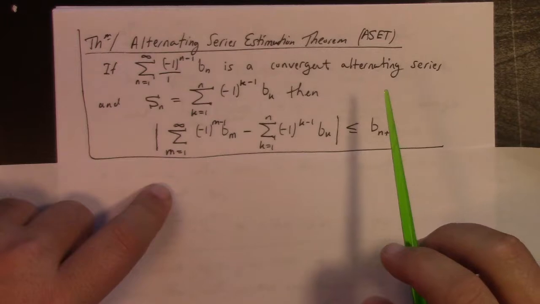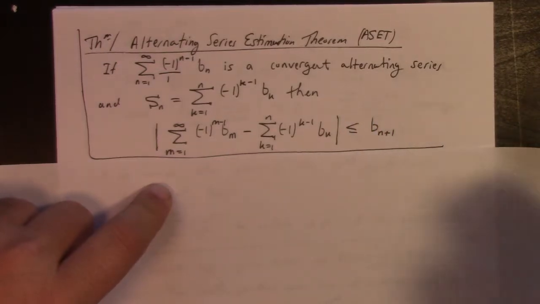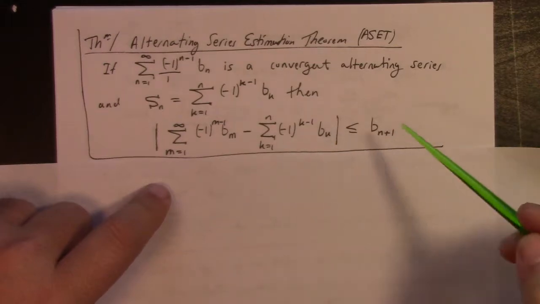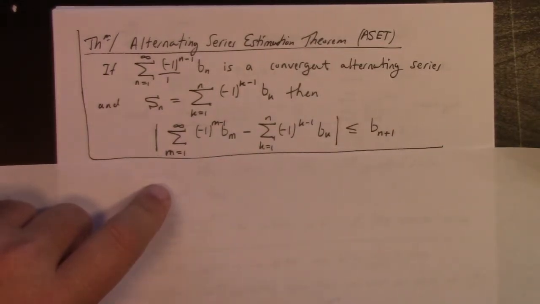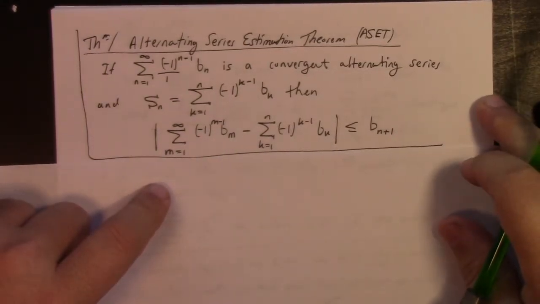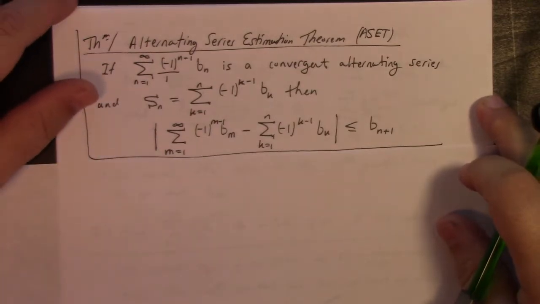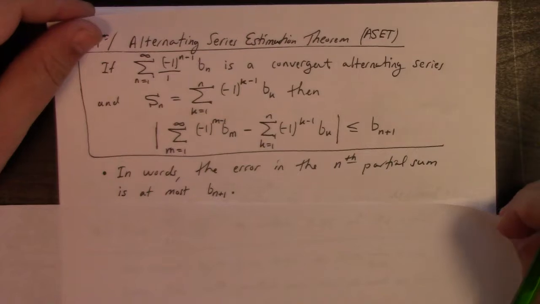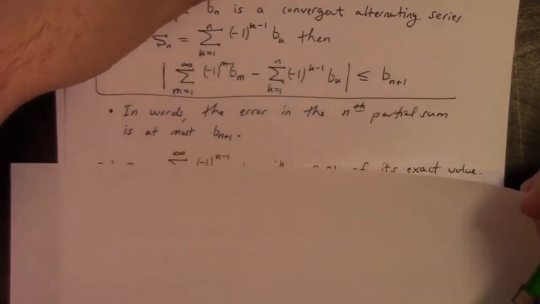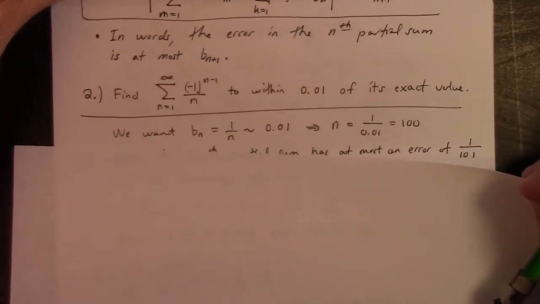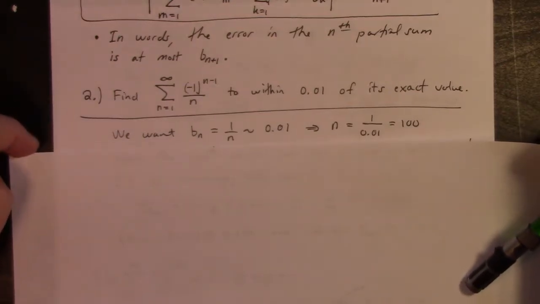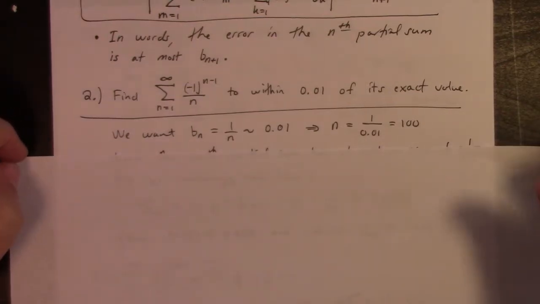Again, assuming we're working with a convergent alternating series, of course, but that is really, really simple, much easier than the rule we had before for the integral test, which actually required integration. So, in words, the error in the nth partial sum is at most the b sub n plus 1, or in other words, the next term in the series.